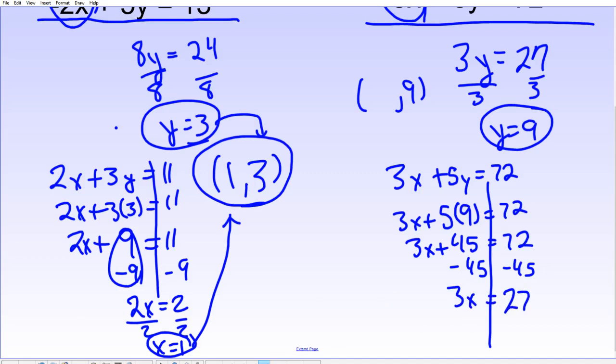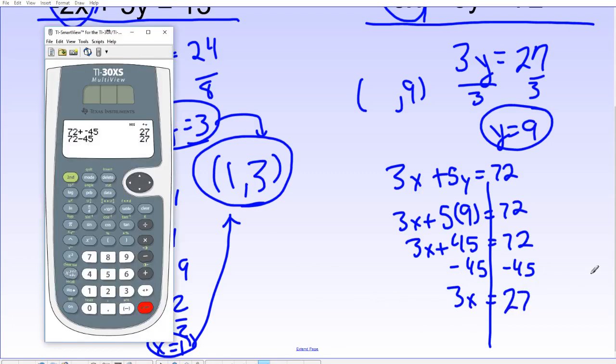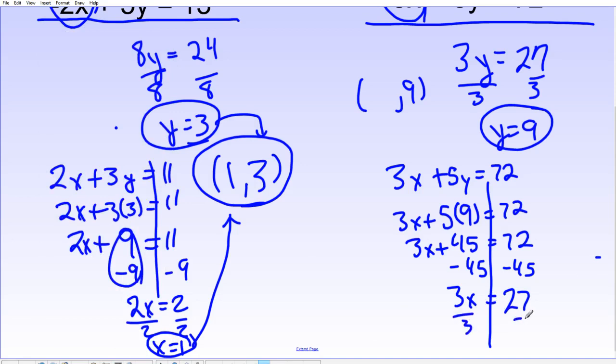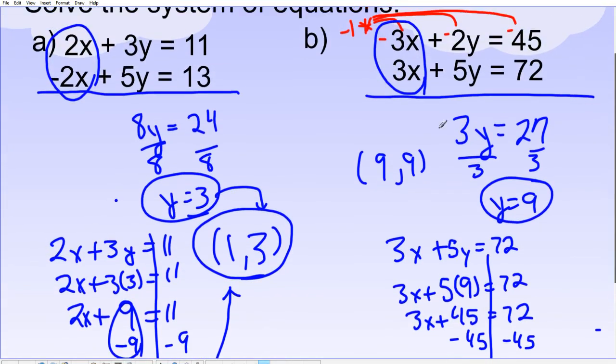Right? So we did that here. 72 minus 45 is 27. And then we divide by 3 on both sides, and we get x is equal to 9 again. So the point (9, 9): when x is 9 and y is 9, both of these equations will be true.